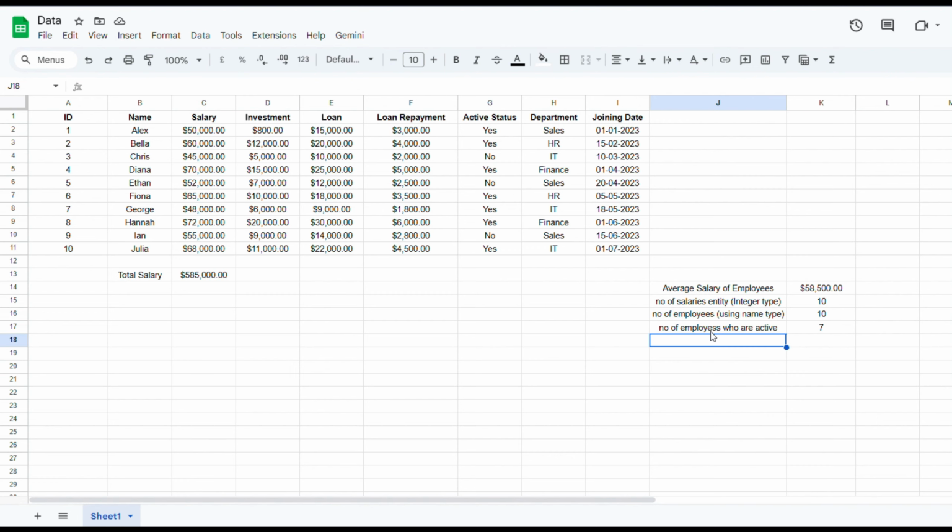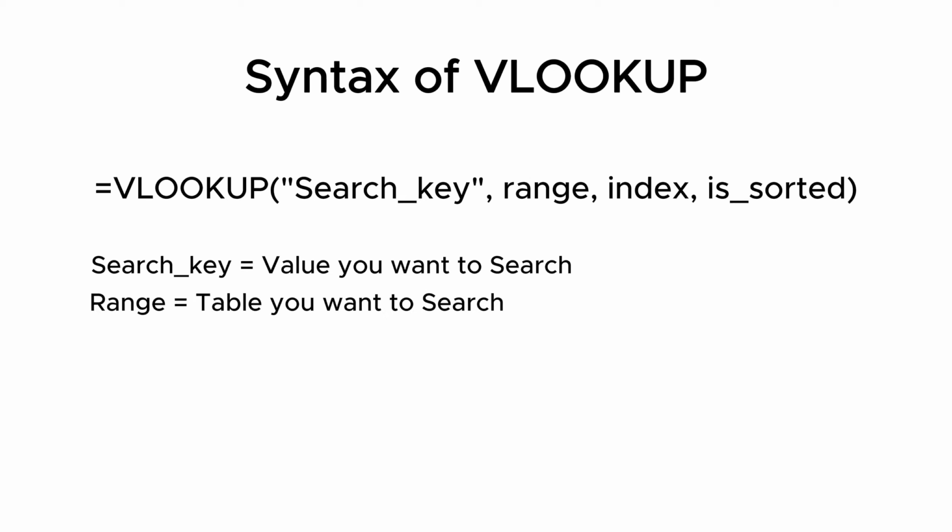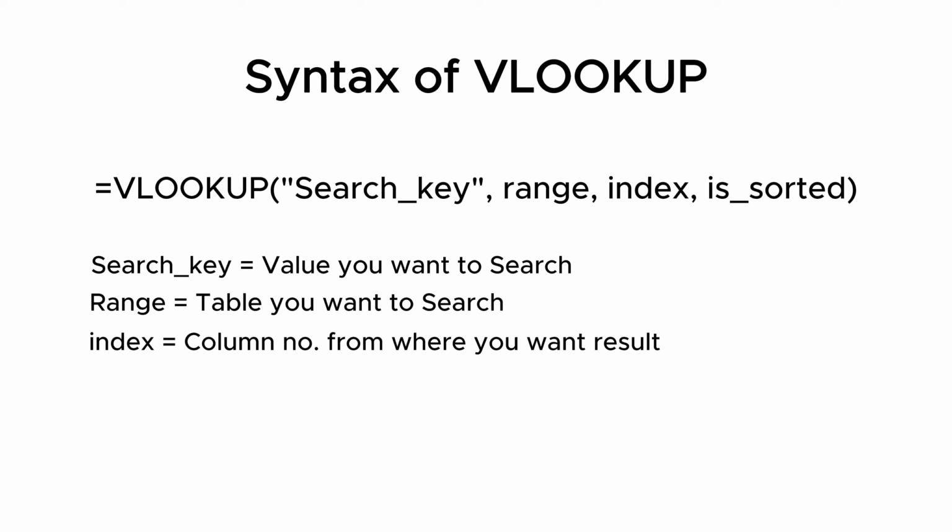Now let's look at the syntax of VLOOKUP. Equals VLOOKUP, search_key, range, index, is_sorted. Here, search_key is the value you want to search for, range is the table where you want to search, index is the column number from which you want the result, and is_sorted tells Google Sheets whether the data is sorted or not.